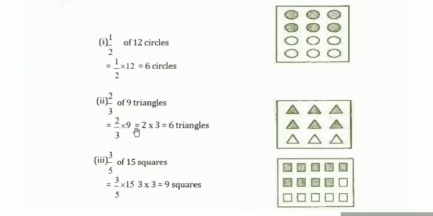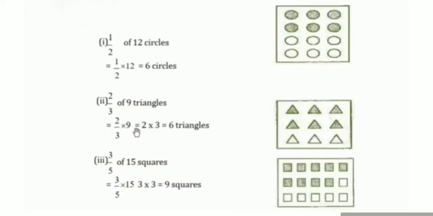Second one, 2 upon 3 of the triangles in the box. So 2 upon 3 into total how many triangles? There are 9 triangles. So 2 upon 3 into 9. This 3 and 9 we can cancel. So what will come? 3 threes are 9, means 2 into 3, it means 6. Total 6 triangles we have to shade.